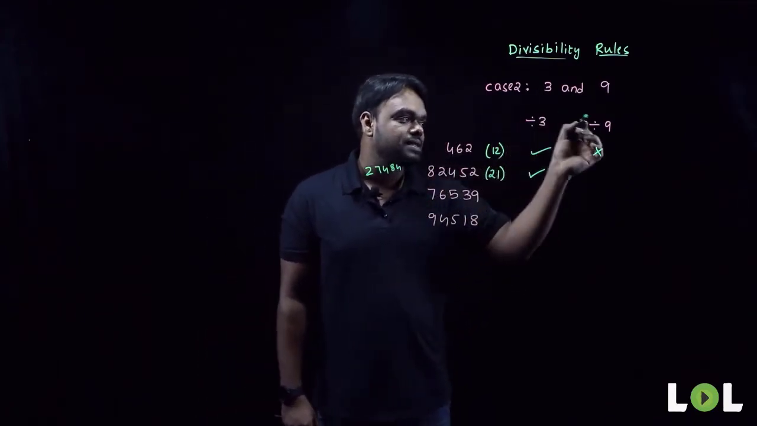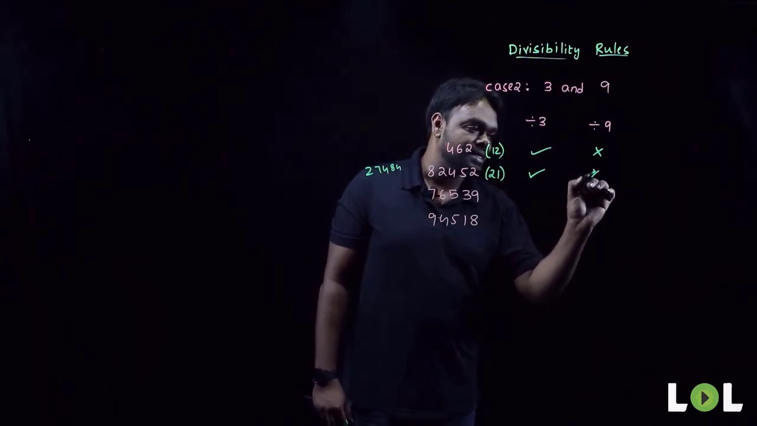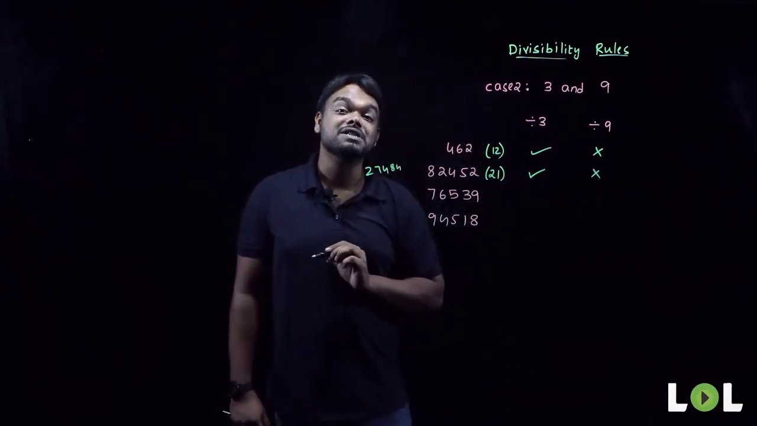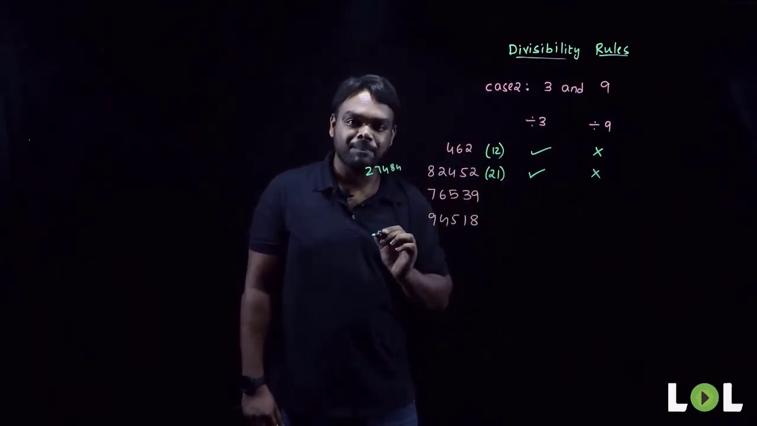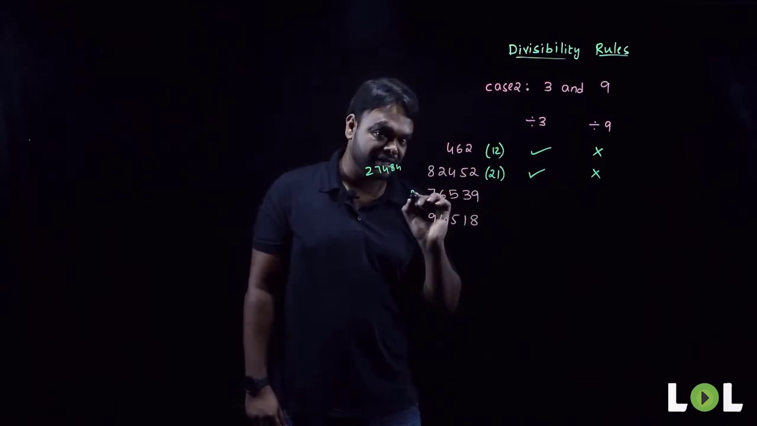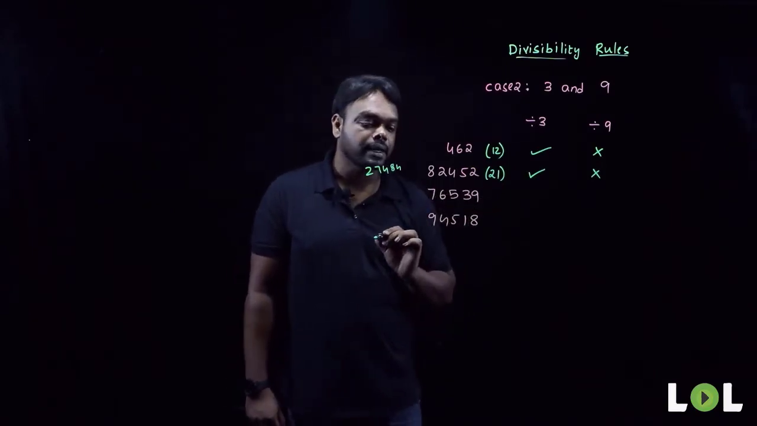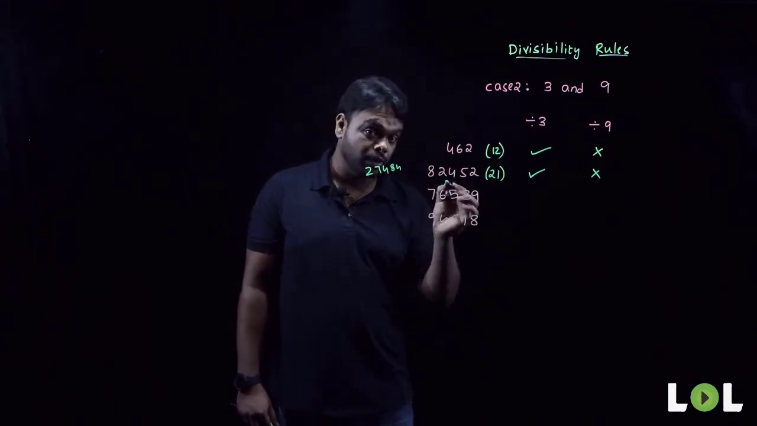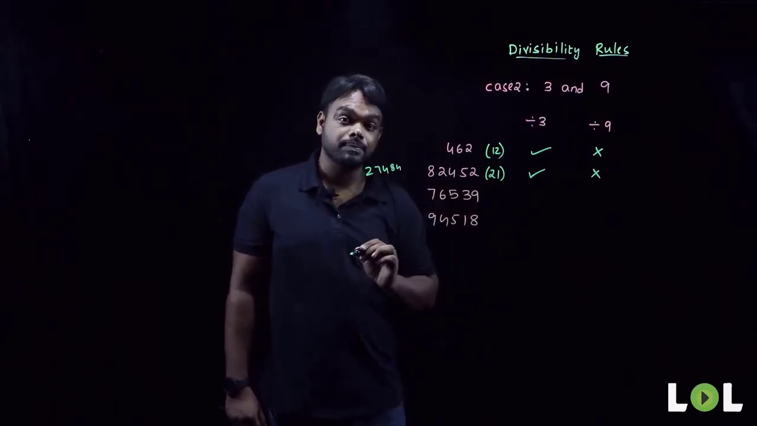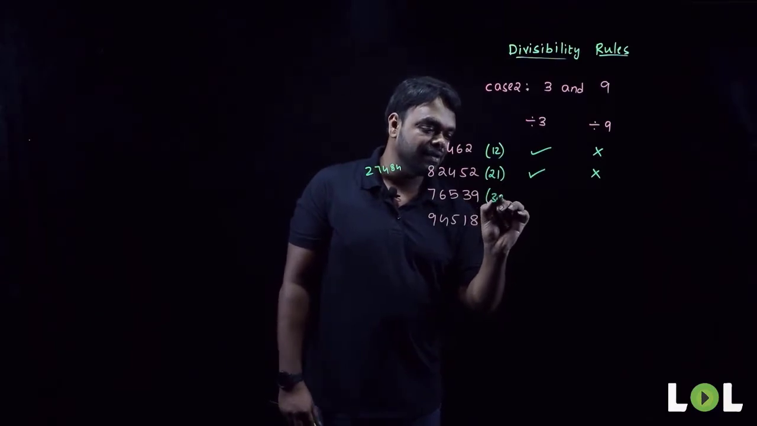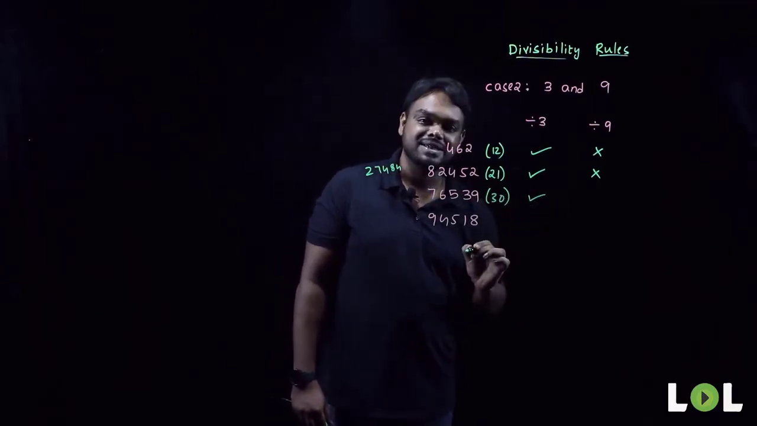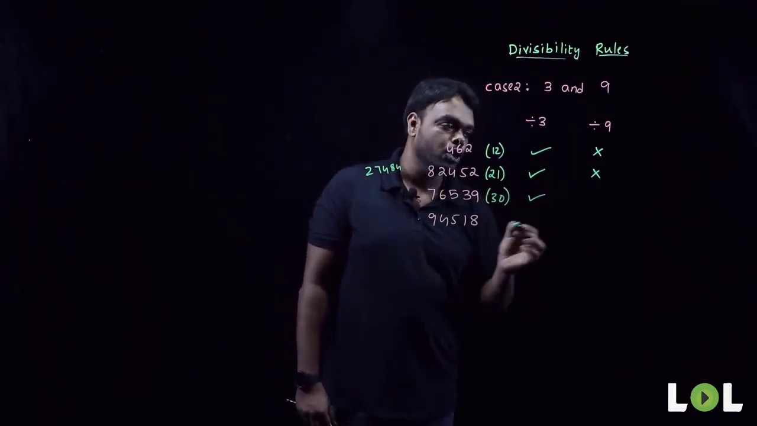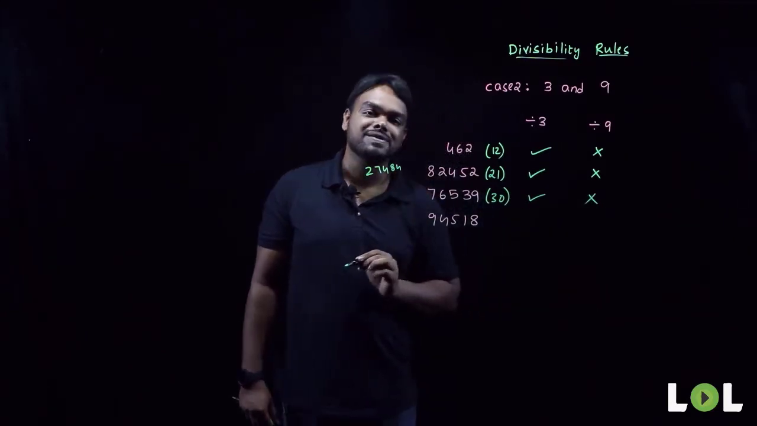Now, is 21 divisible by 9? No. So it means the entire number is not divisible by 9. Let us go with the next number. We shall calculate the sum first. 7 plus 6 is 13. Plus 5 is 18. 18 plus 3 is 21. 21 plus 9 is 30. Is 30 divisible by 3? Yes. Is 30 divisible by 9? No. So again, even this number is not divisible by 9.